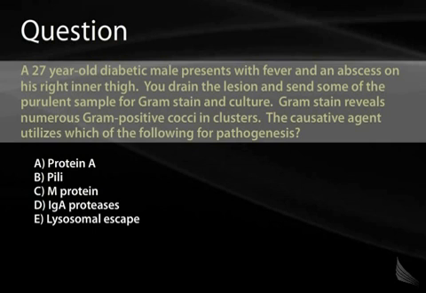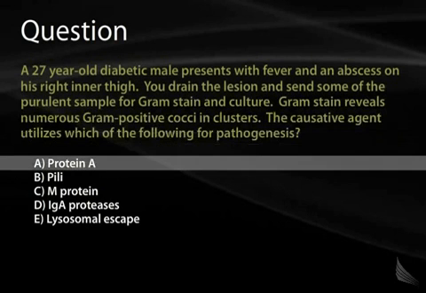So we have a diabetic who's got an abscess that we've drained. They've given us the gram stain results of the bacteria, and so we know it's a staphylococcus. From that, we just need to review which virulence factors they have, and we know that protein A is the one that's frequently used. That's what we need to answer this question.